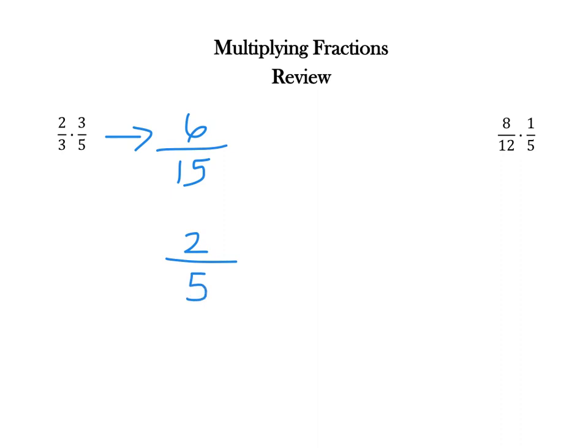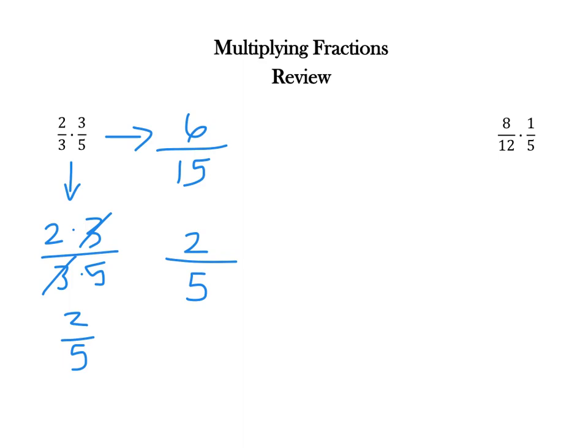Now, in a different way, we can also just combine and leave it in factored form. So the numerator would have 2 times 3, and the denominator would have 3 times 5. Now, I notice that the numerator and the denominator both have a 3 in common. So I'm going to be able to cancel these out, and I'm going to be left with also 2/5.